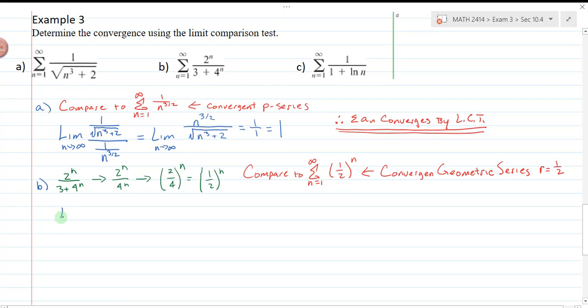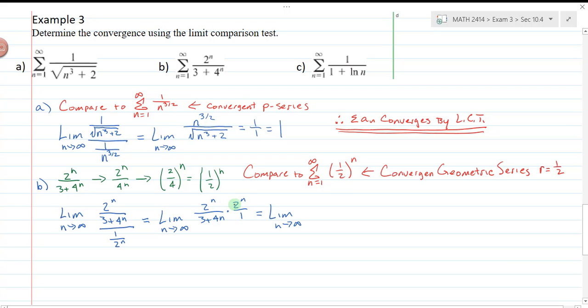In order to use the limit comparison test, we're going to look at the limit as n approaches infinity of the series we were given, that's 2 to the n over 3 plus 4 to the n, divided by, this is now going to be 1 over 2 to the n, because if I distribute that exponent, that's going to give me 1 to the n, which is 1, and 2 to the n in the denominator. Simplifying the complex fraction, then we're going to get the limit as n approaches infinity of 2 to the n over 3 plus 4 to the n times 2 to the n over 1.